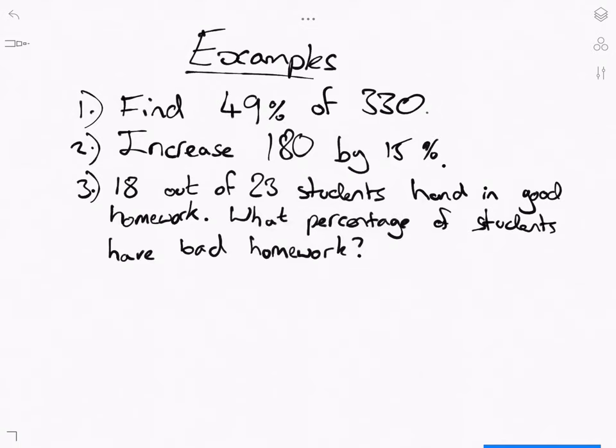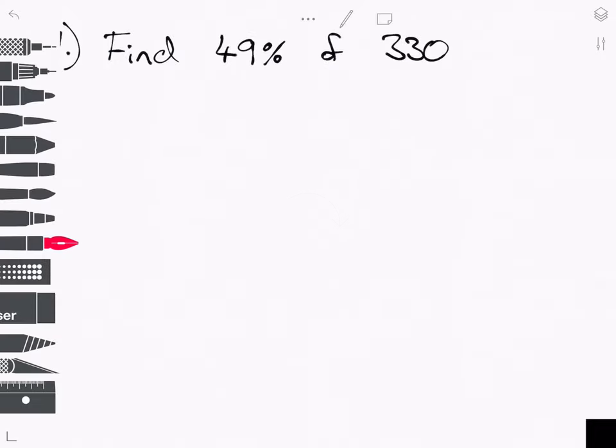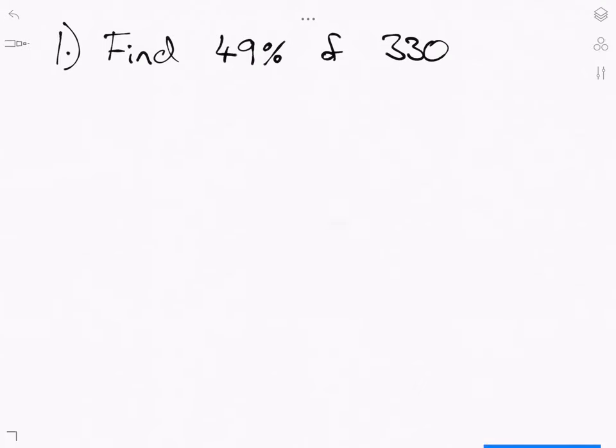So we've got 3 examples, getting harder each time, and at the end we've got some homework questions that'll be very similar. But let's start off with this one. We've got: find 49% of 330. So there's multiple ways of doing this. You could find 1% and have 49 lots of that, 49 1%, 49%. Or you could find 10% and do that 4 times and then find 9%.